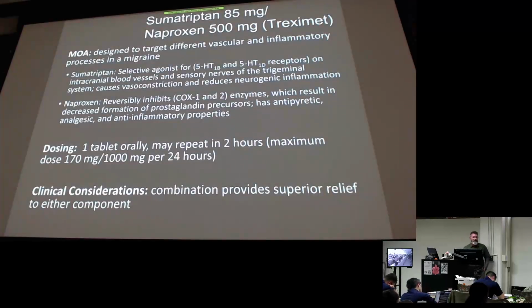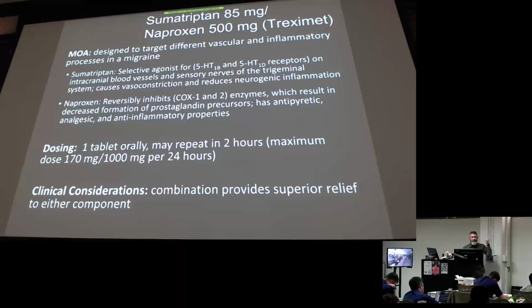Here's a combination, sumatriptan and naproxen. Pretty good deal, right? Now we get an anti-inflammatory effect, and we get those serotonin receptors activated. The cheap, poor man's way to do this is just give them a triptan, sumatriptan, the rapid actor, and naproxen. You don't have to get the Treximet, right? Because we already said you can combine them.